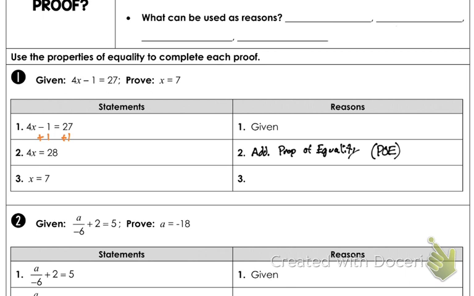All right. What do I do from 2 to 3? I divided both sides by 4, right? Now, you don't need to tell me what you divided by. You just have to say, well, Mr. Pabian, I used div PO. I used the division property of equality.